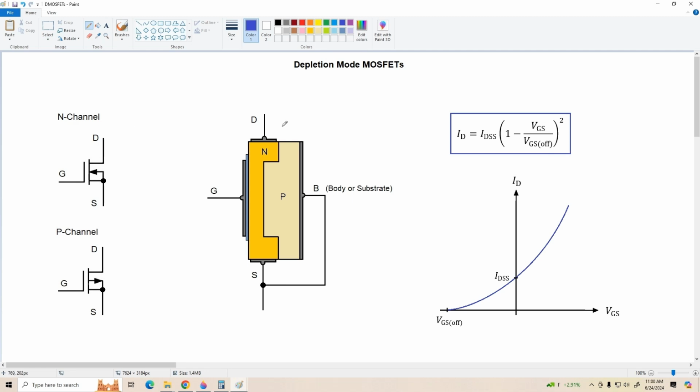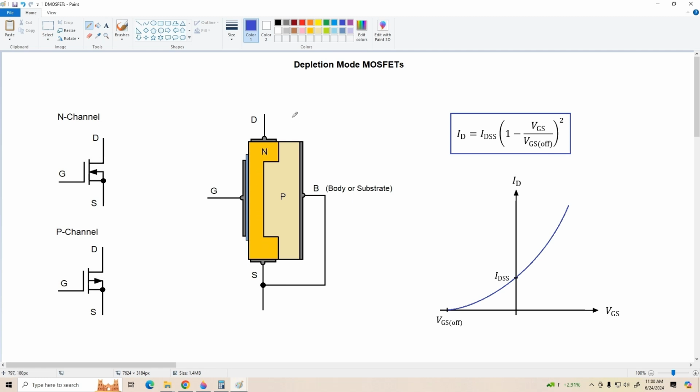In the center we've got the cross section for a typical discrete depletion mode MOSFET. This is an N channel device. Notice we've got a continuous conductive N channel from drain to source, so this is a normally on device.